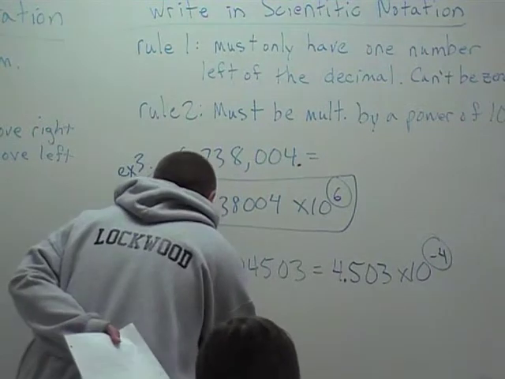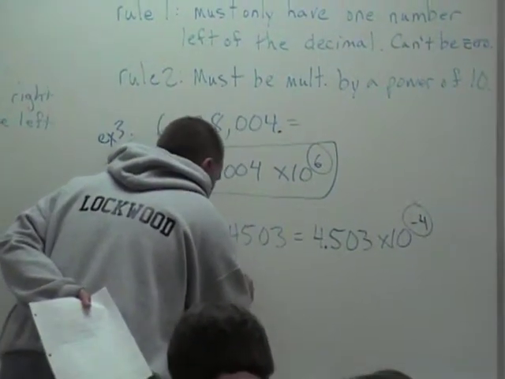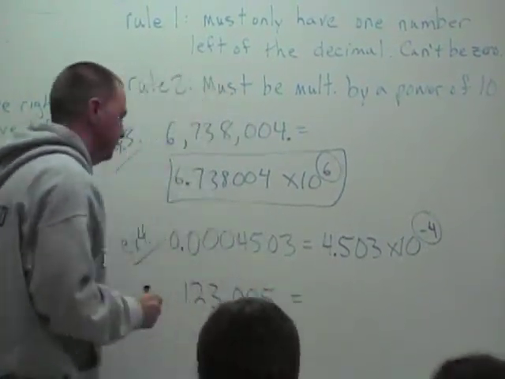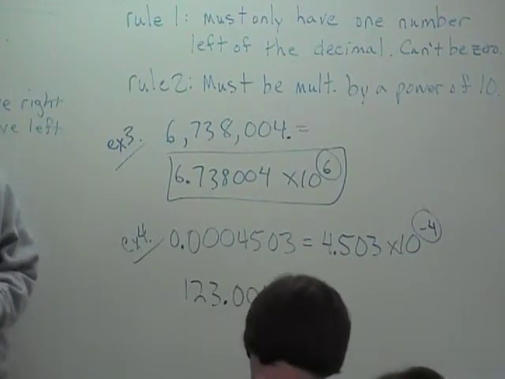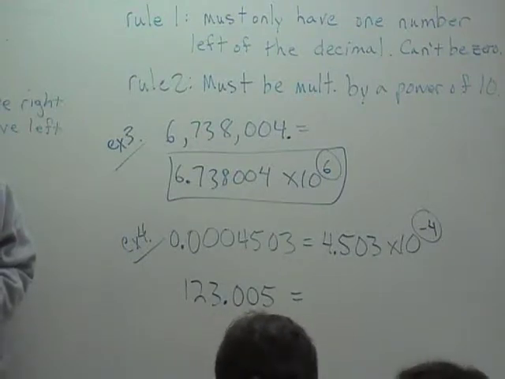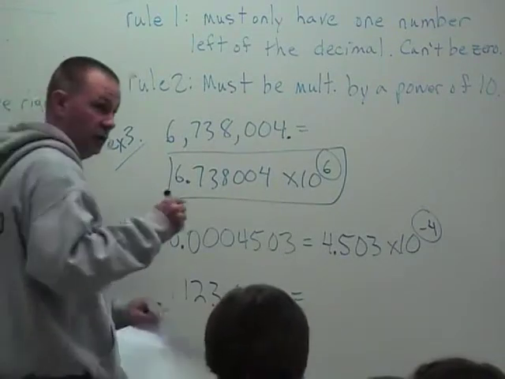How about everybody just write these down? 123.005. Move your head. That's all right. So, where's the decimal need to be, Bethany? Behind the 1. Between the 1 and the 2, right?